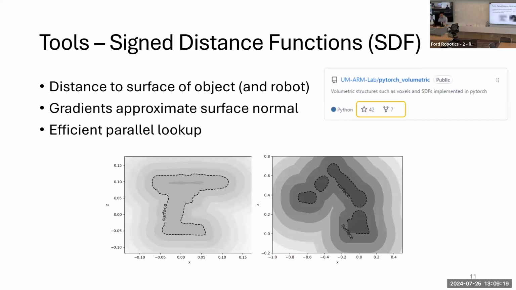And lastly, I've created a library that supports voxels and signed distance functions, or SDFs, which will be extensively used. An SDF evaluates the signed distance to the surface of an object, and the gradient of it is a smooth approximation to the object surface normal. The library enables parallel lookups of SDF values and gradients across millions of query points.